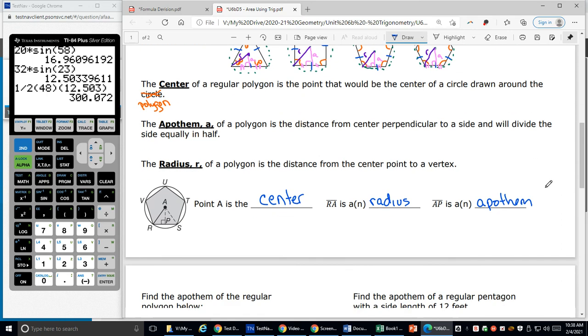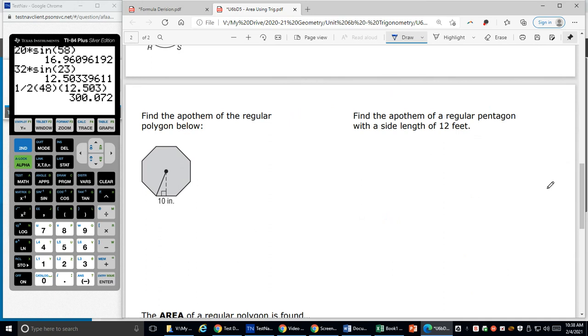Okay, in the next video, we're going to look at finding the apothem. We're going to practice finding apothems of a couple of different regular polygons.